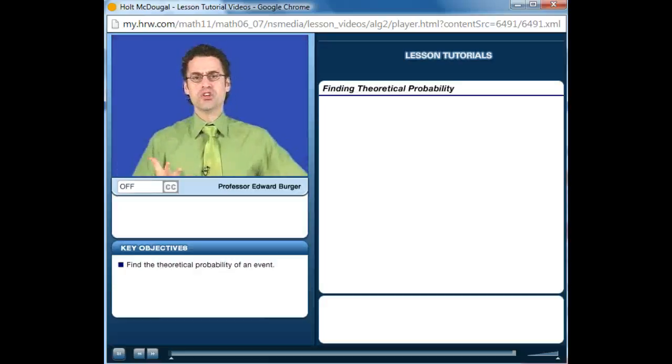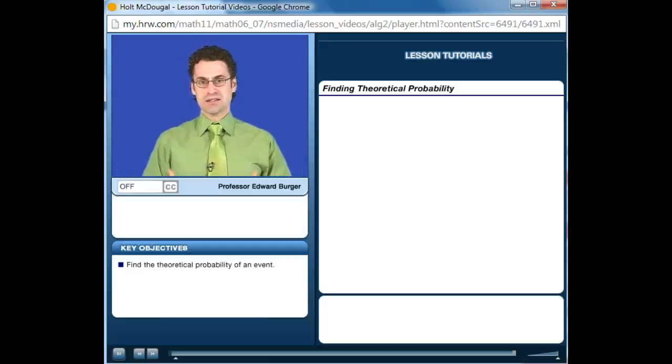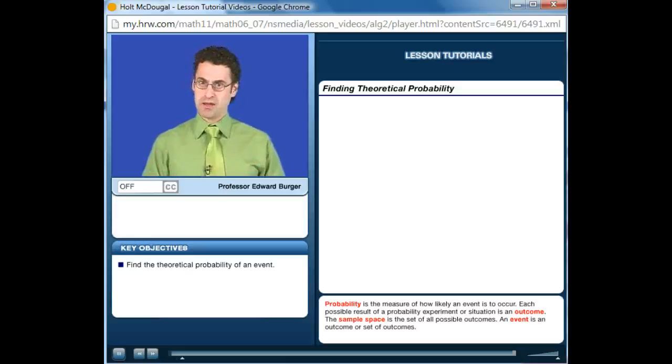One of the really cool uses of mathematics and mathematical thinking is that it allows us to take a look into the future and try to predict what we might see. This is the amazing world of probability, where we're going to try to give a numeric value to the likelihood of something happening or not happening.